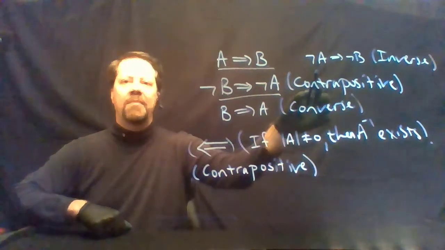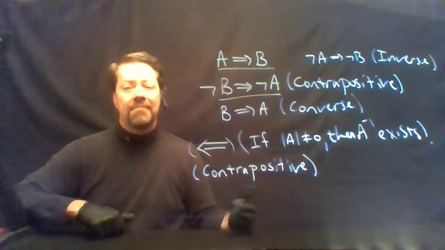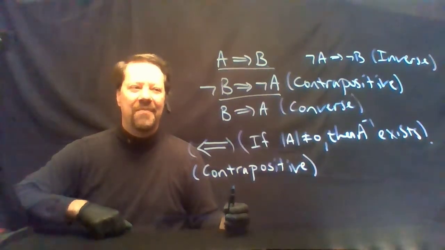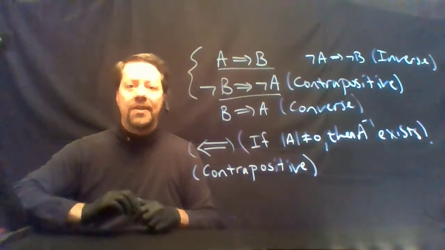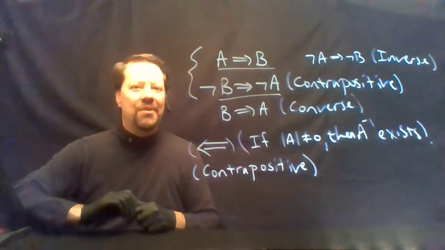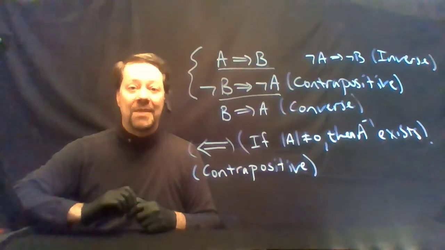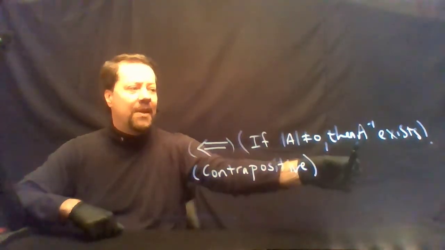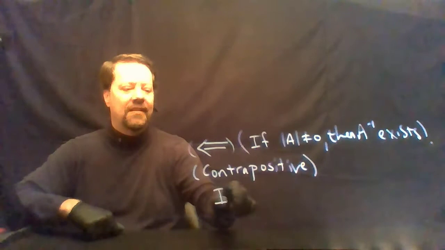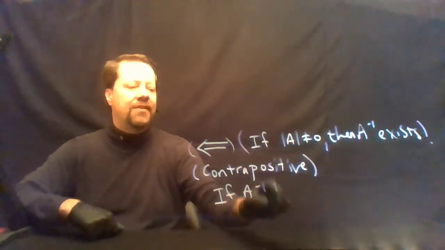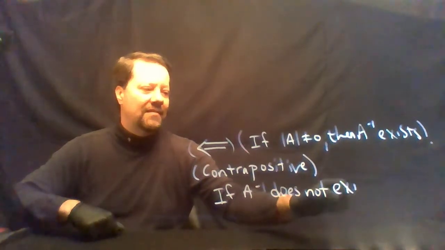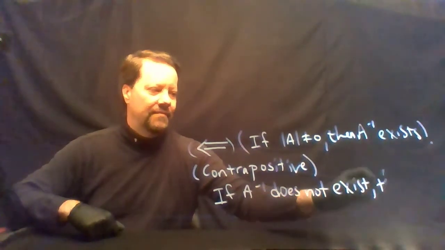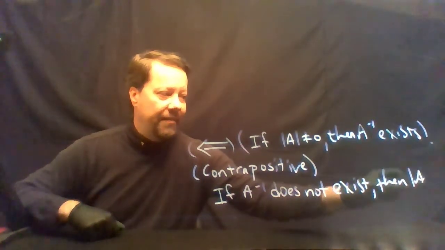If I am not in Paris, then I am not in France. That's not necessarily true either. But a statement and its contrapositive are always logically equivalent. So if you can prove one, then the other one must be true too. The contrapositive of our statement is, if A inverse does not exist, then the determinant of A is 0.